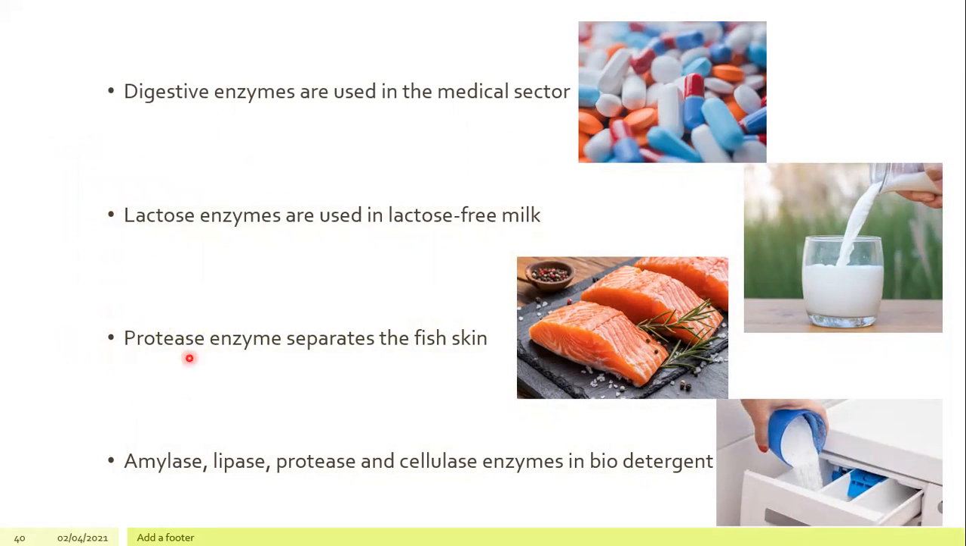And also we can have protease, which digests protein, to separate the fish skin. And also we can have other types of enzymes in our biodetergent, which help us to digest a lot of the chemicals or molecules in our daily life.